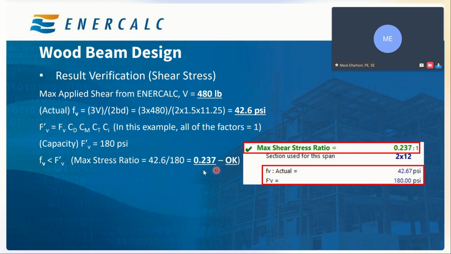42.6 divided by 180 will give you 0.237. And this is a snippet from our calculation where we are having similar or the same numbers. So I can see from the snippet to the right, these numbers match the numbers that are produced by ENERCALC.